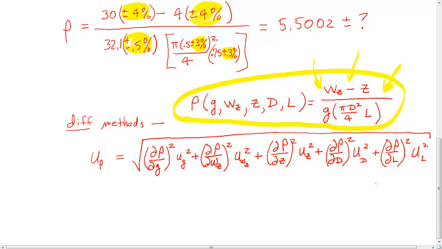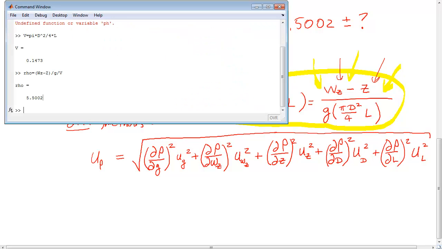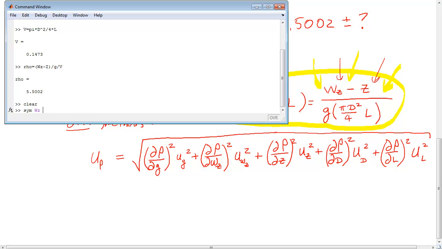So let's go into Matlab and look at this. Now I could use another one. I could use Maxima or something like that. But for the sake of quickness and something that you have access to, let's do Matlab. Alright, so I'm going to do a clear, just to clear everything out. And then I'm going to say I want a symbolic variable WZ, Z, G, D, and L.